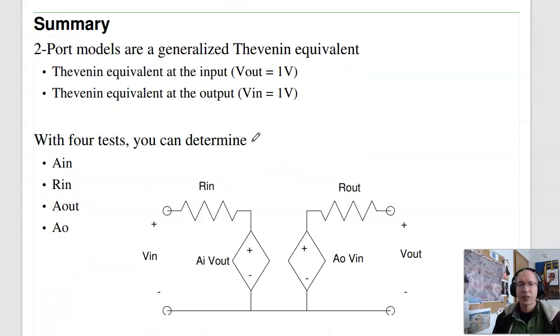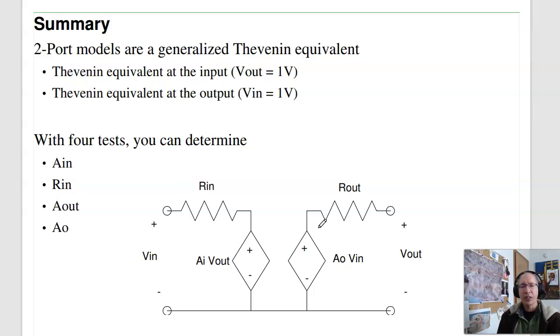So in summary, two-ports are a generalized Thevenin equivalent. If you apply 1 volt at the output, I get the Thevenin equivalent at the input. If I apply 1 volt at the input, I get the Thevenin equivalent at the output. With 4 different tests, I can determine the 4 two-port parameters. So that's what a two-port is. It's a generalized Thevenin that applies to amplifiers.